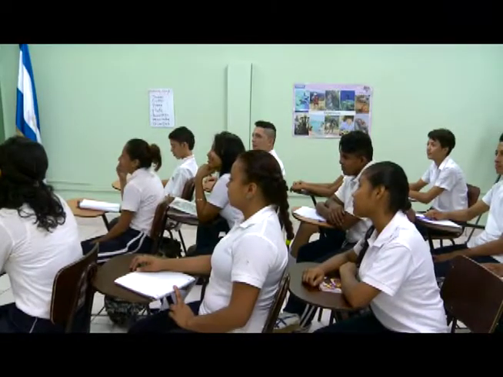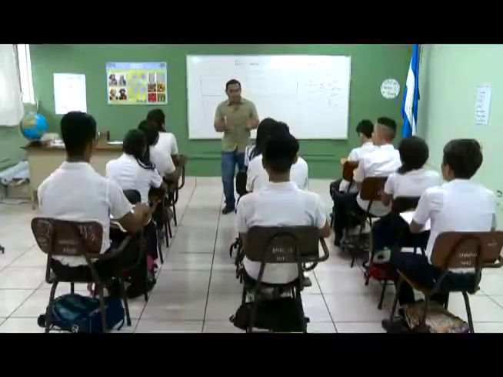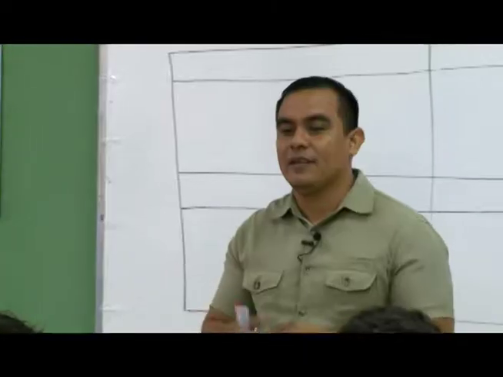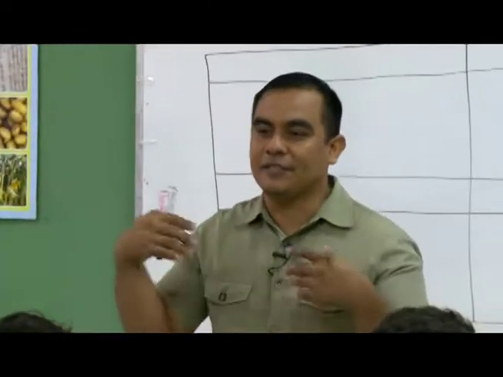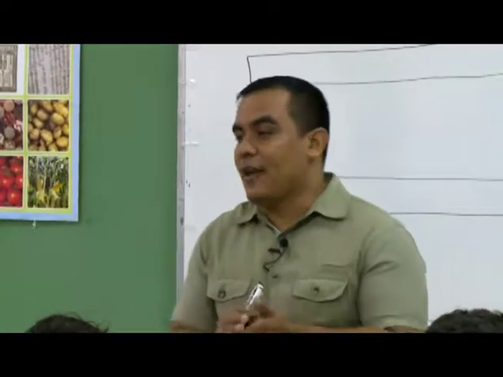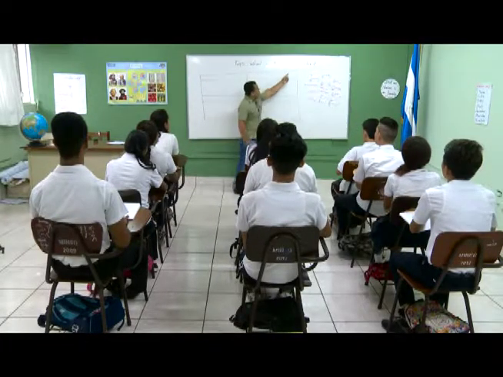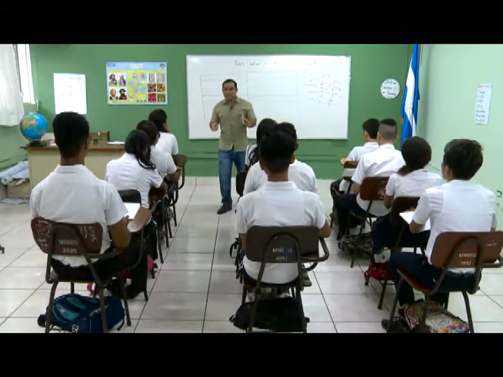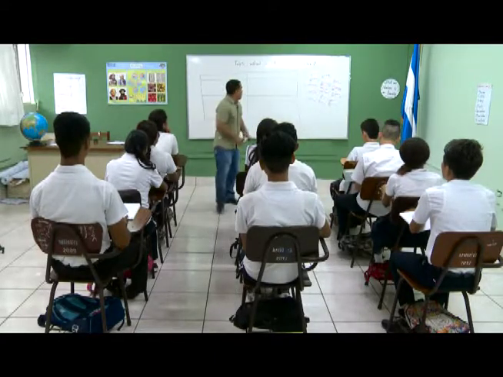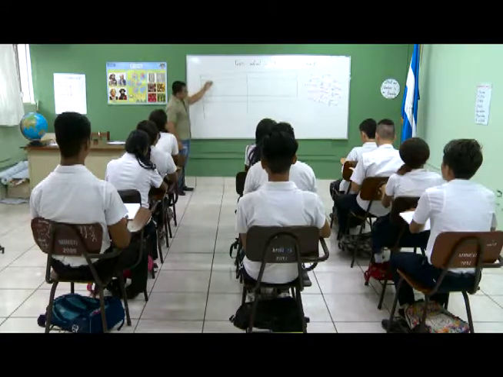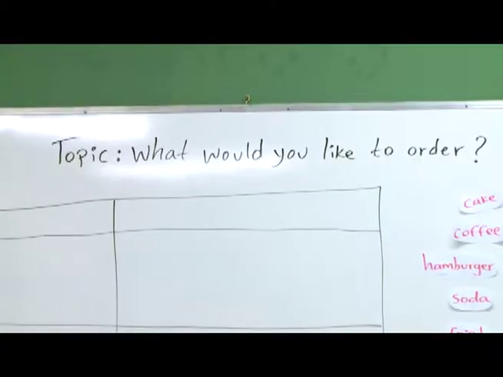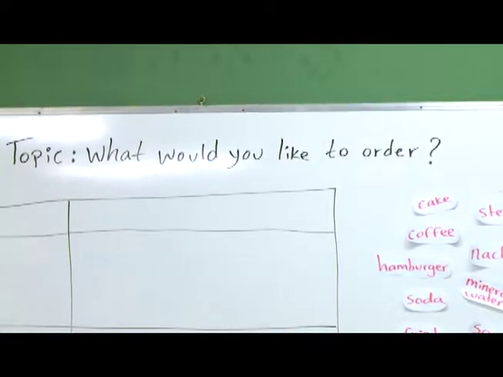This is a new class. It's about food. Once again, we're going to talk about food. In previous lessons, we were talking about gallo pinto, about ingredients, about how to cook different dishes, Nicaraguan dishes. And today we're going to learn how to order food in a restaurant. What would you like to order? This is today's lesson.